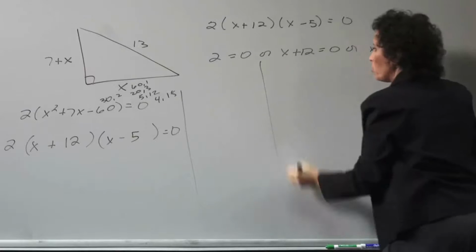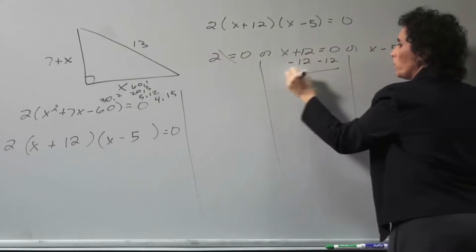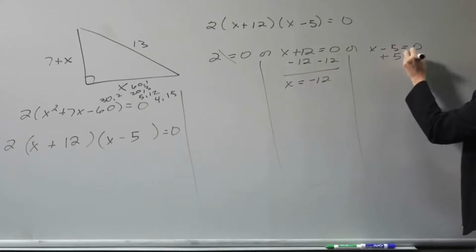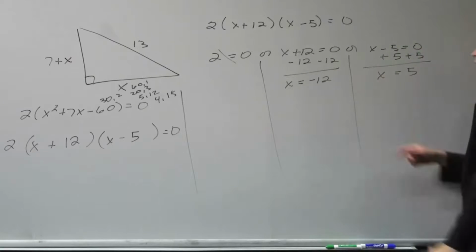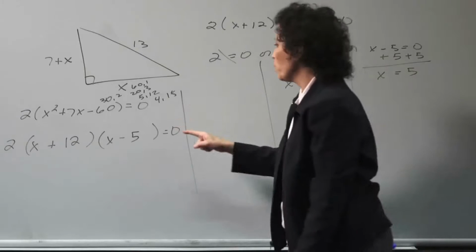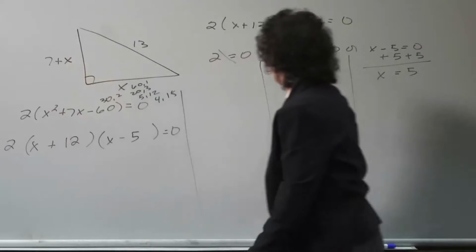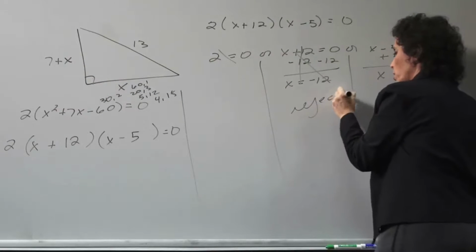Here we go. 2 equals 0 is garbage. Subtract 12, x equals negative 12. Now don't just throw that out. You've got to see what that stands for. x equals 5, x equals negative 12. Nope, it can't be negative 12 because it'll make this negative. It'll also make this negative. So that's gone. Reject the extraneous root.